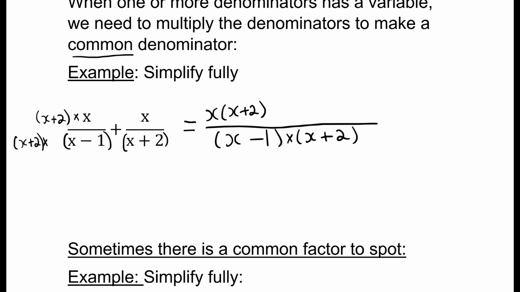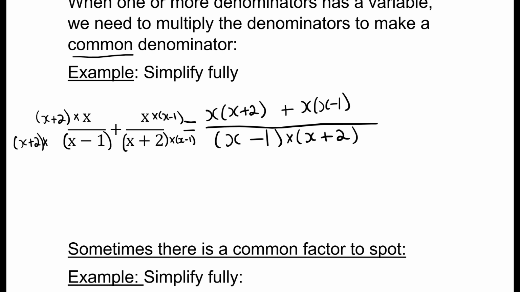Then we have x over x plus 2, but in order to make the denominator here, x minus 1 times x plus 2, you've got to multiply it by x minus 1. So we need to multiply denominator and numerator by x minus 1. So we will have plus x times x minus 1.